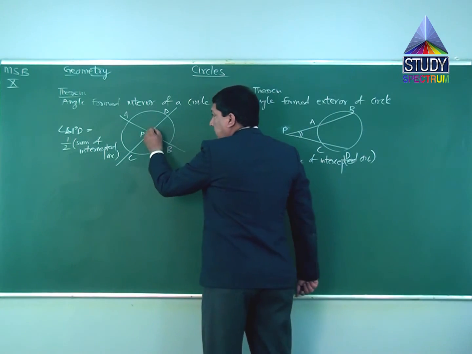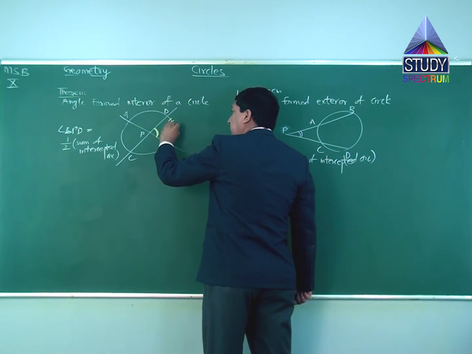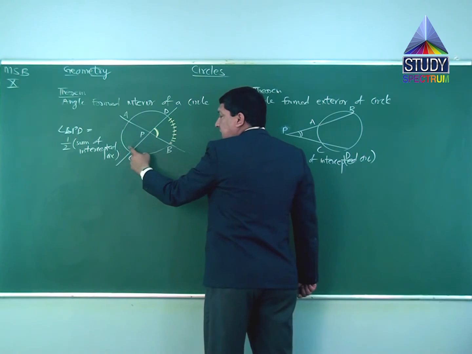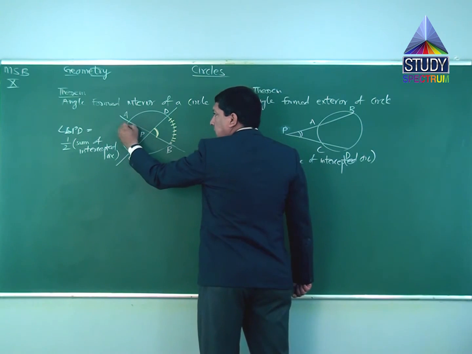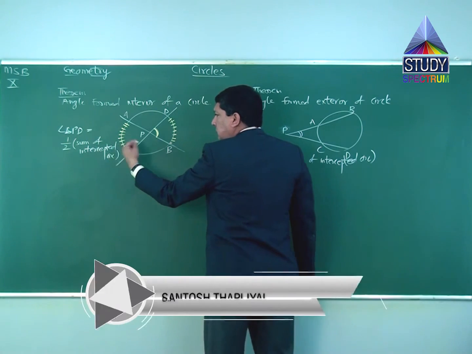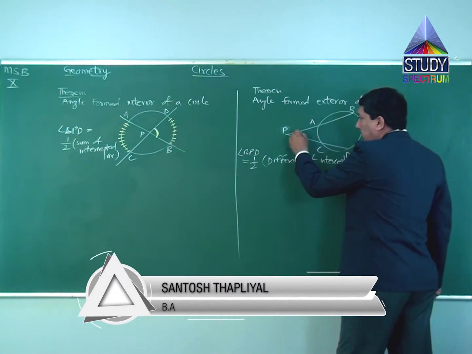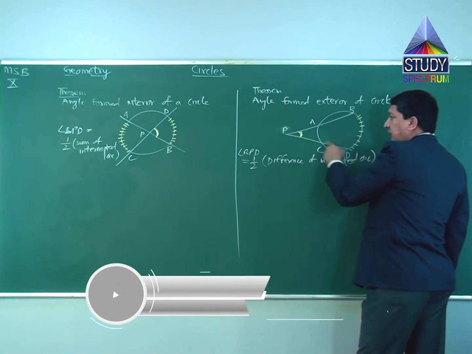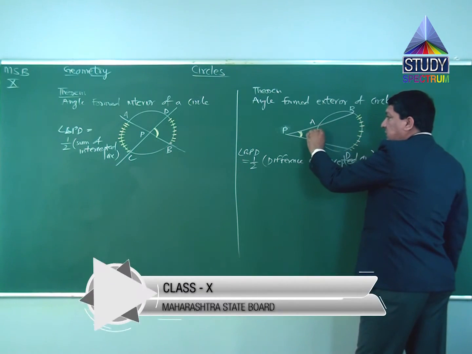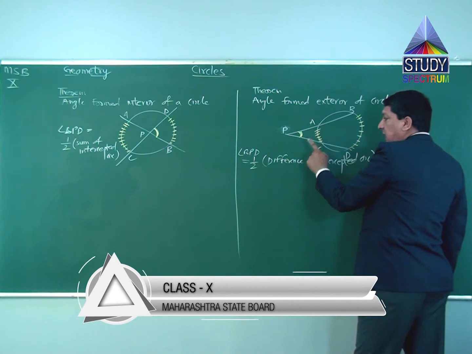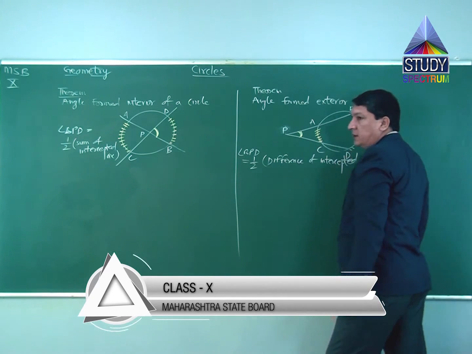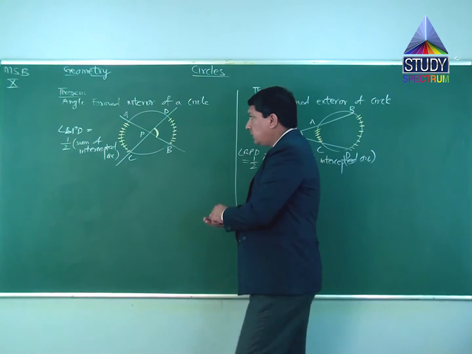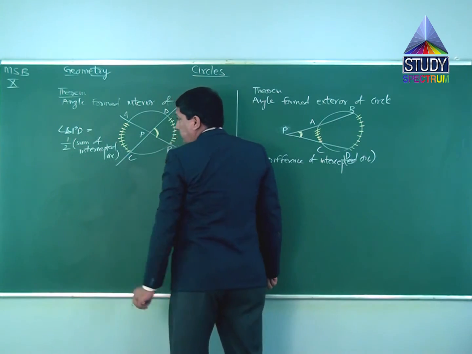If you make out this angle, these are the intercepted arcs. In fact, this arc is intercepted by a vertically opposite angle, but for convenience I am just calling it the sum of intercepted arcs. This time this angle is intercepting two arcs. This is one arc because it is coming in between this angle, and this is your second arc. So the measure of this angle is half the difference of these two arcs. In the earlier case, this angle was half the sum of these two arcs. This is the theorem.